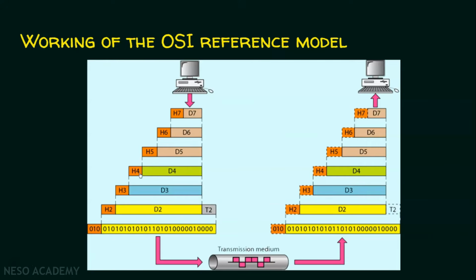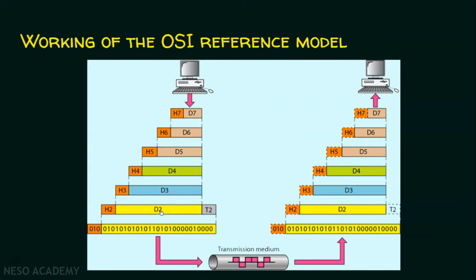After adding the source port number and the destination port number, this data is given to the network layer. In the network layer, the source IP address and destination IP address are added. After that, it is handed over to the data link layer. In the data link layer, the source MAC address and the destination MAC address are added in the header part, and error control related things are added in the trailer part.